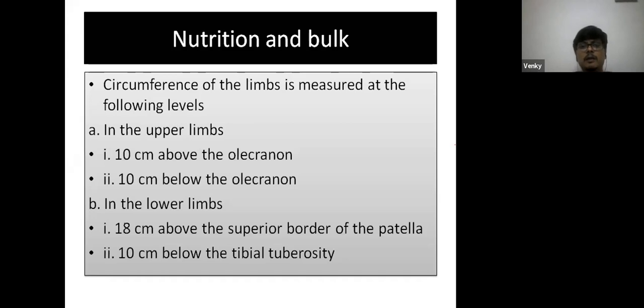In the lower limb, 18 centimeter above the superior border of the patella and 10 centimeter below the tibial tuberosity. This is the lower limb. You have to look simultaneously on both sides, and see whether there is any significant difference. Usually the dominant side will be bulkier than the non-dominant side. Everyone knows this one. More than 3 centimeter can be taken as significant. Okay.